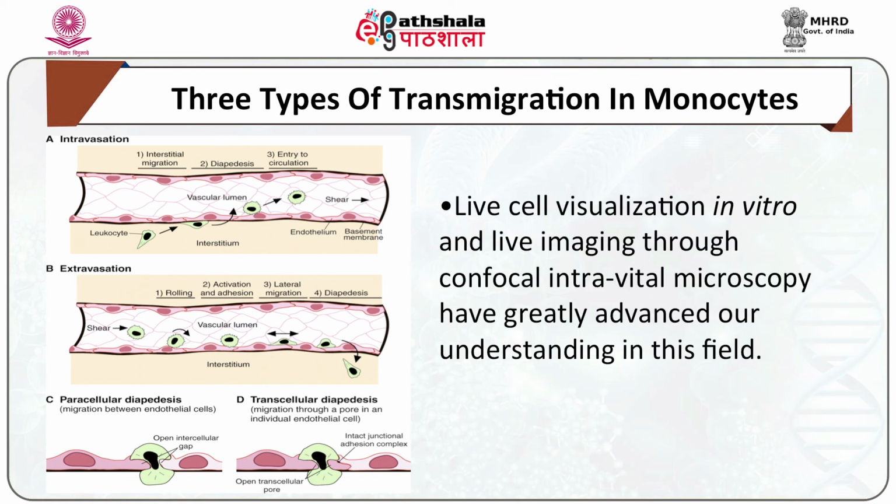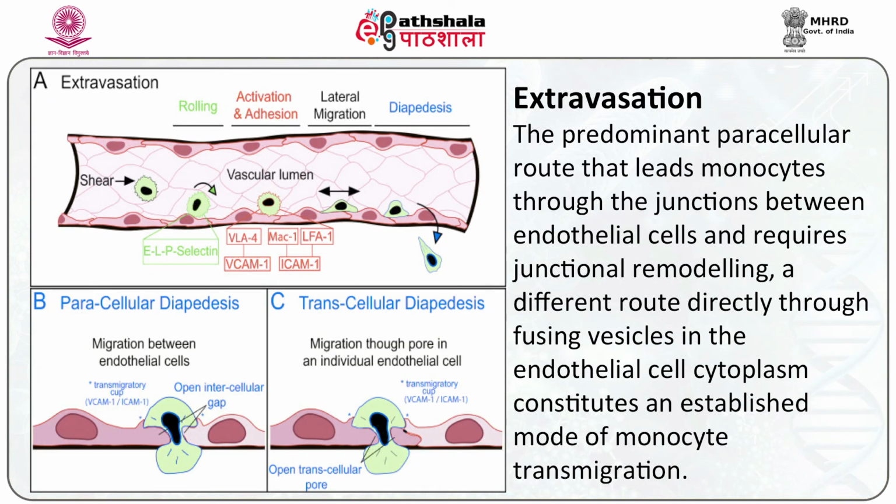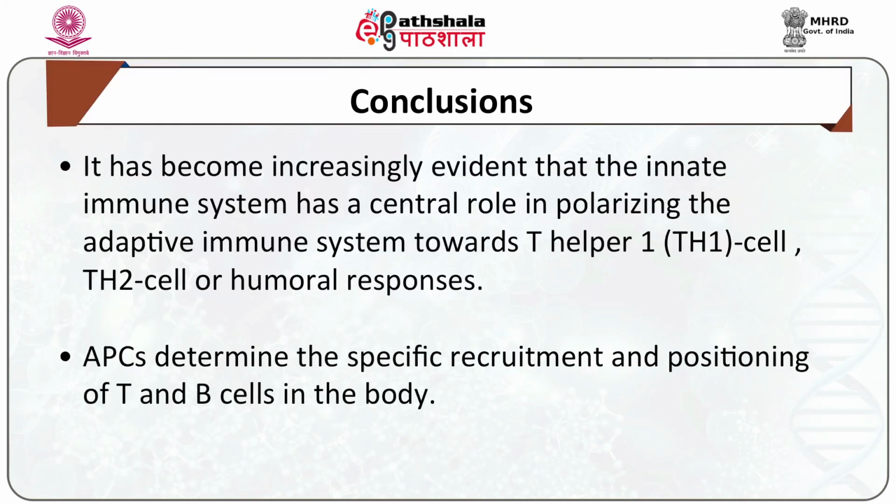Live cell visualization in vitro and live imaging through confocal intravital microscopy have greatly advanced our understanding in this field. The predominant paracellular route leads monocytes through the junctions between endothelial cells and requires junctional remodeling, while a different route directly through fusing of the vesicles in the endothelial cell cytoplasm constitutes an established mode of monocyte transmigration.